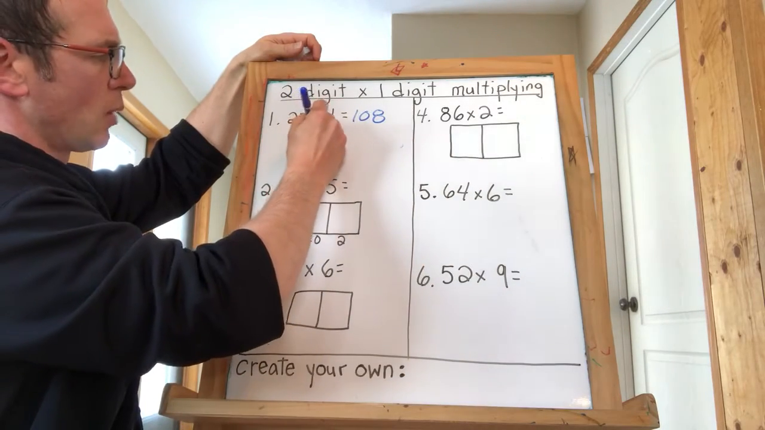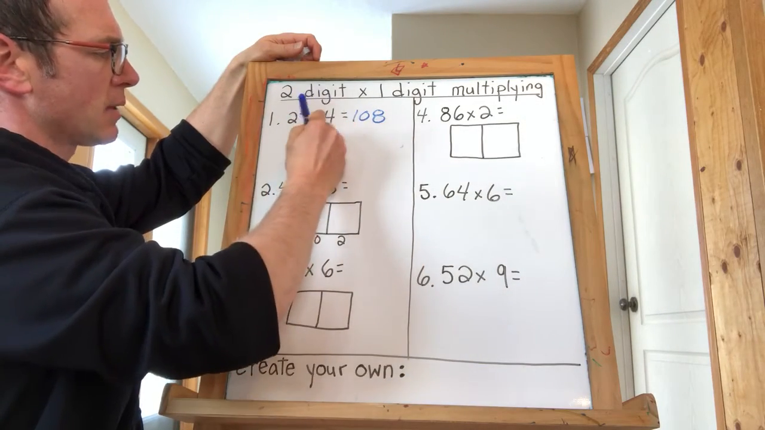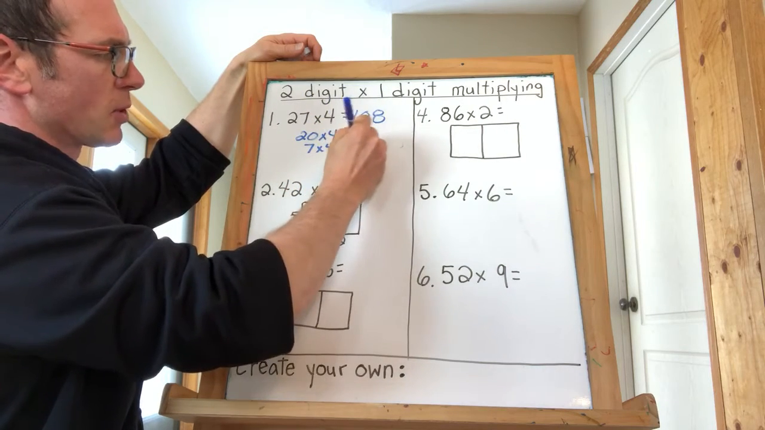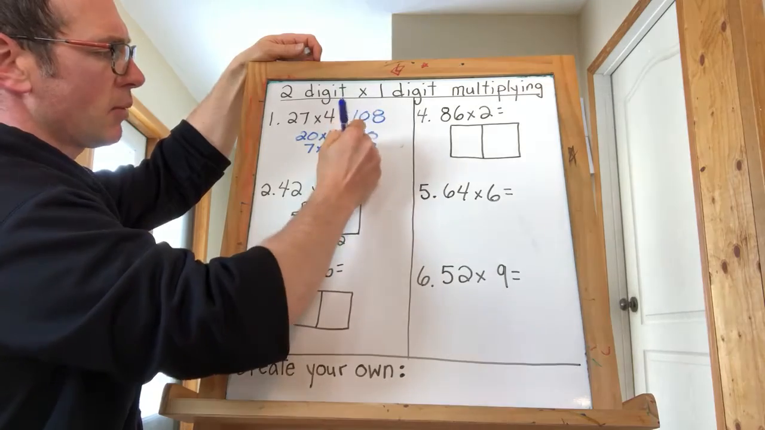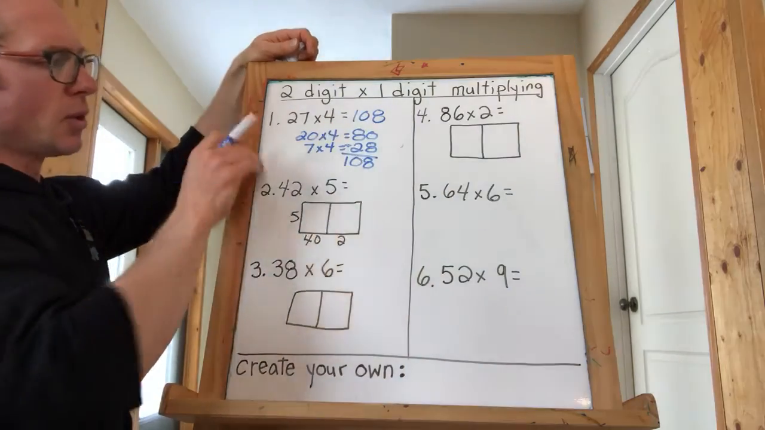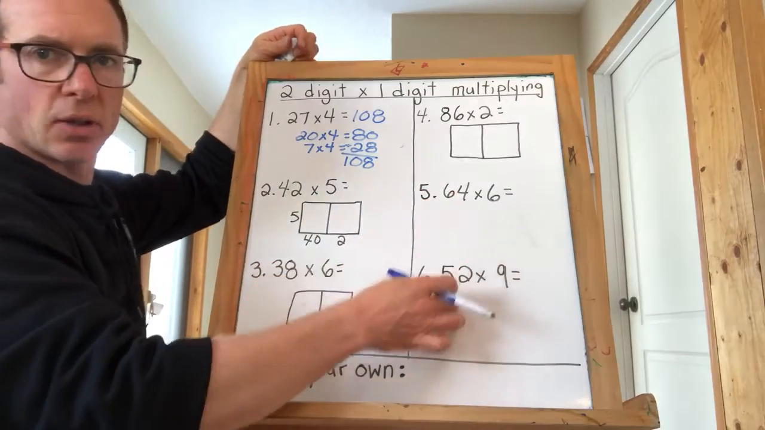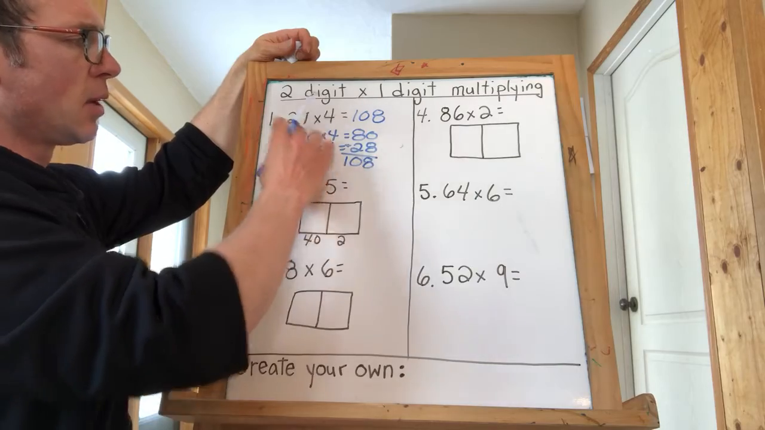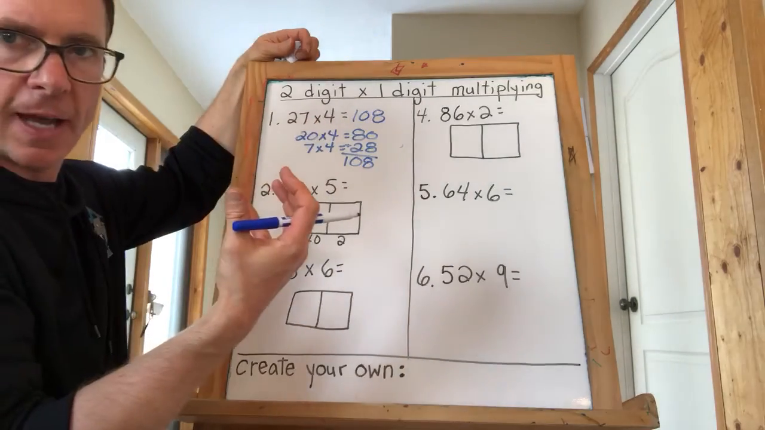I could say, well, I know 20 times 4 and 7 times 4. 20 times 4 is 80. 7 times 4 is 28. Add those together, we get 108. So as you get into the ones that don't have a box in them, you can draw your box, or you can just figure them out without the box, just picturing it in your head.